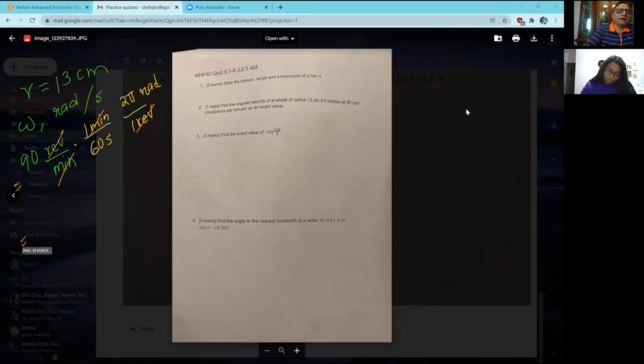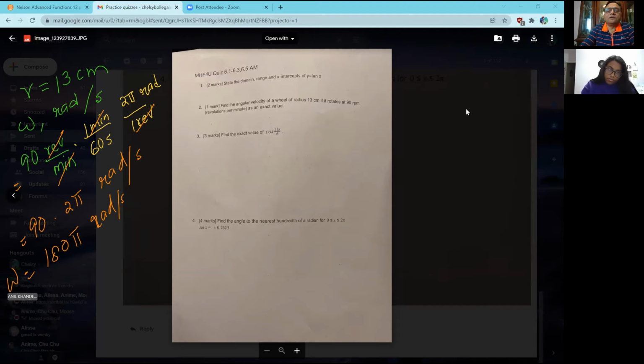I get 90 times 2 pi. The units are radians per second. Do you see that? So I got my exact value. 90 times 2 is 180 pi radians per second. So that becomes the value of angular velocity. That is the exact value.